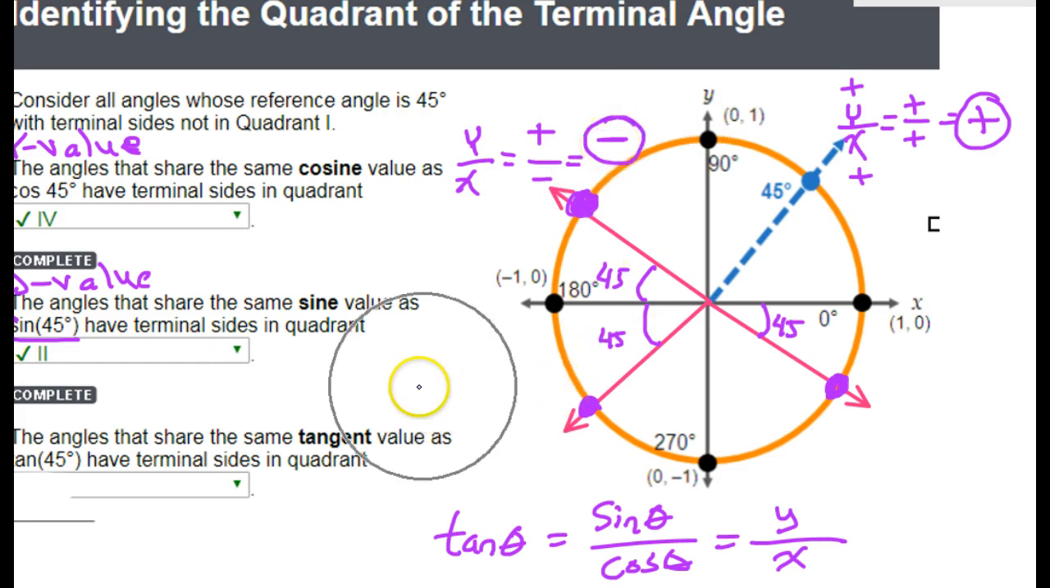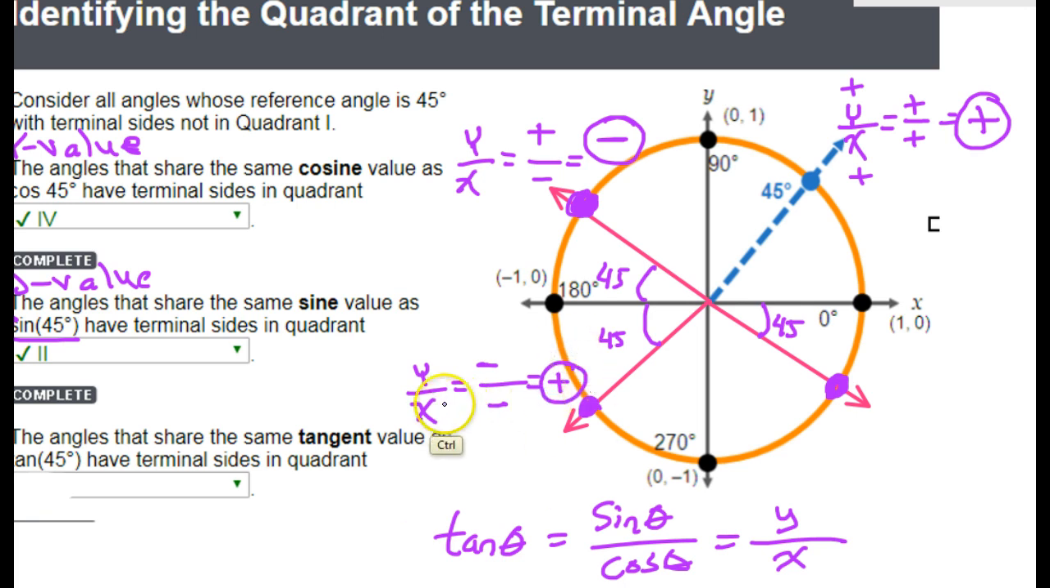Okay, what about in the third quadrant? All right, again, y over x. In this quadrant, the y value is negative because it's down, and the x value is negative because it's to the left. So we have a negative divided by a negative. What is that? Well, that's going to be a positive. A negative divided by a negative is positive. So tangent is positive in the third quadrant.